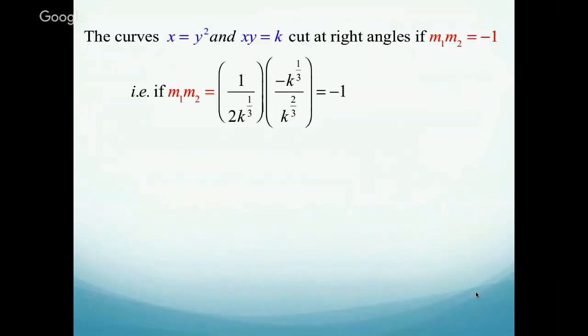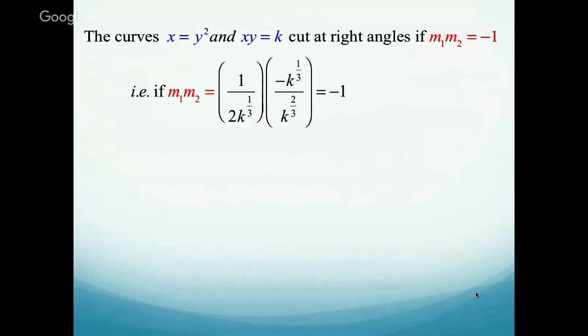So we have m1 and m2. We know that the curves will cut at right angles if the product of the slopes is negative 1. So if I take m1 times m2 and put it equal to minus 1, I'll get a condition in k, and hopefully that would be the required condition. So let's see what happens if I have m1 times m2. In this case, it is nothing but 1 over 2 times k to the power 1 by 3 into minus k to the power 1 by 3 divided by k to the power 2 by 3.